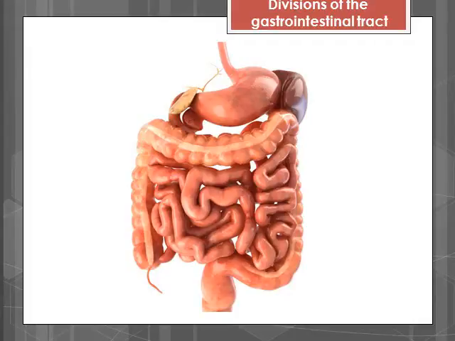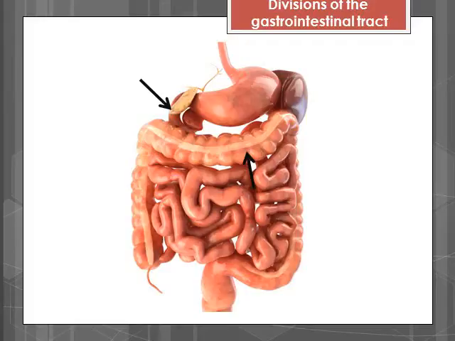The foregut starts from the abdominal esophagus to the region just inferior to the major duodenal papilla. The midgut starts from the region just inferior to the major duodenal papilla to the junction between the proximal 2/3 and distal third of the transverse colon. From this point starts the hindgut, till the point midway in the anal canal between the upper and lower halves.